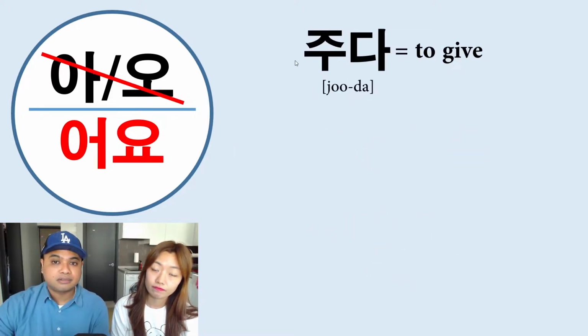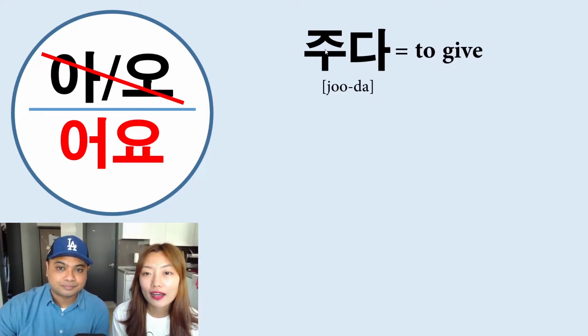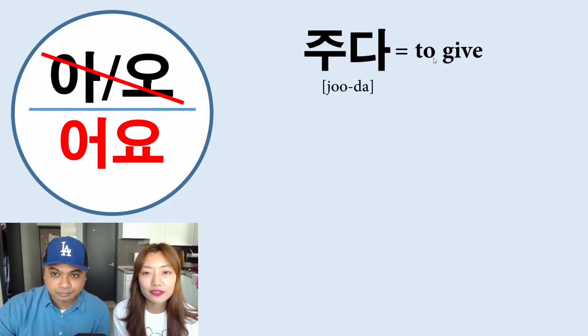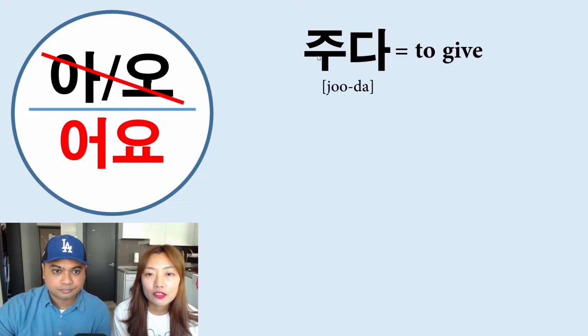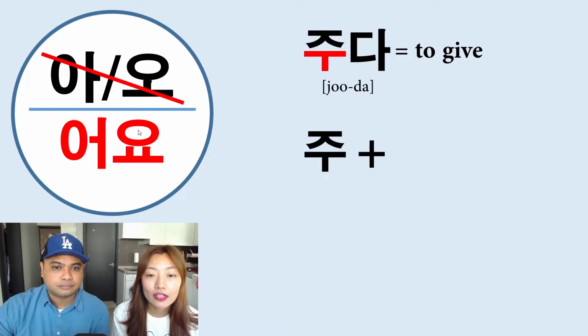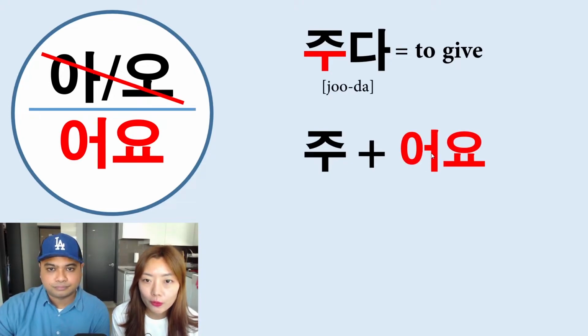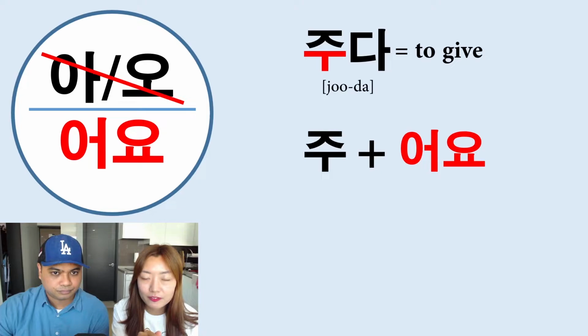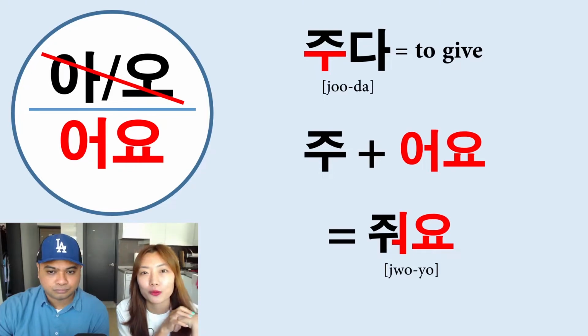Our next one is 주다, juda. 주다 means to give, and when you look at the vowel, it finishes with u, right? So it's not an a, it's not an o. Then you have to add 어요, 주어요. But when you speak 주어요, you just speak a little faster and naturally it becomes 줘요.